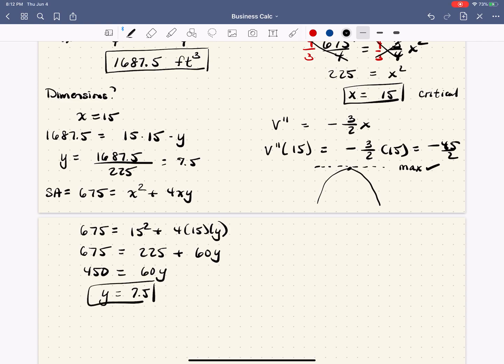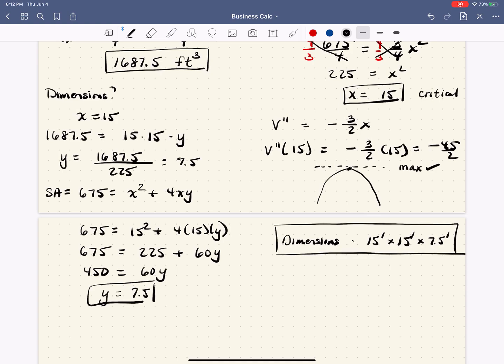So again, there are many ways of getting the same answer. So dimensions, if it were asked for, I know I didn't ask for it at first, you could say 15 feet by 15 feet by 7.5 feet. And there we have it. So hopefully that was another helpful example of how to construct your own function and then analyze it.